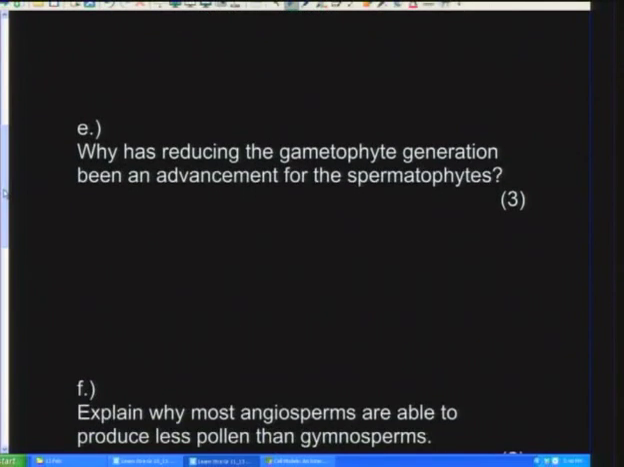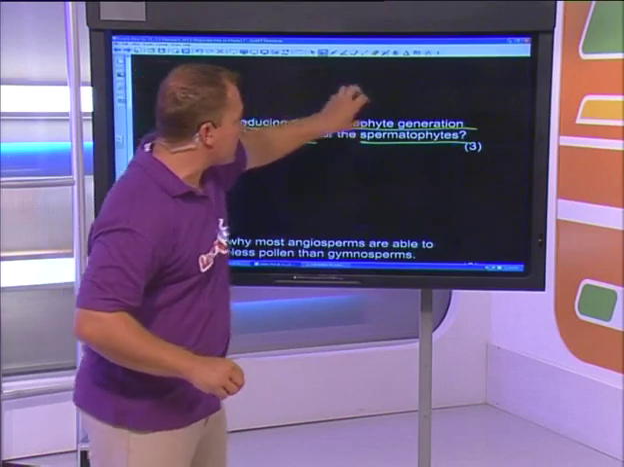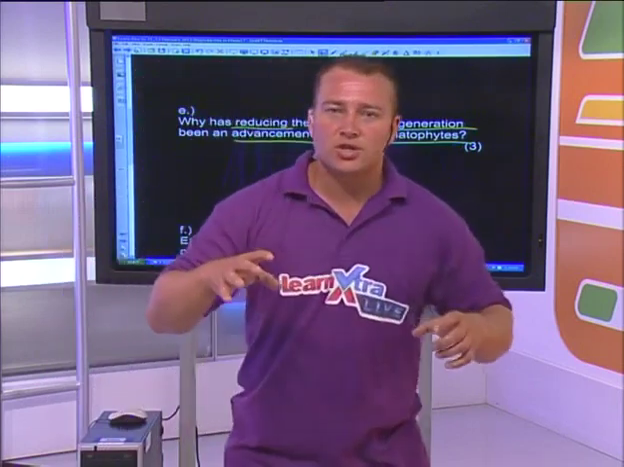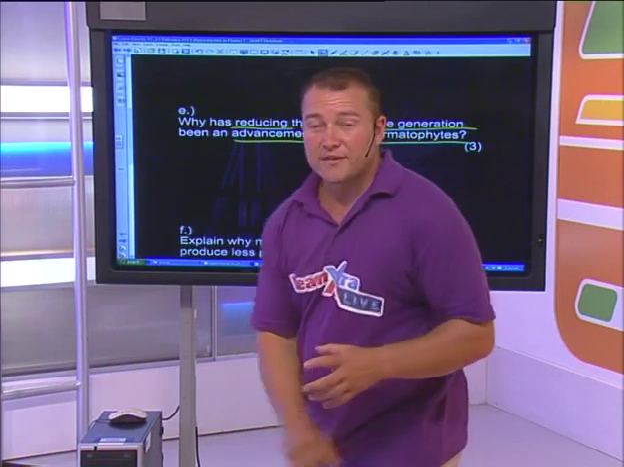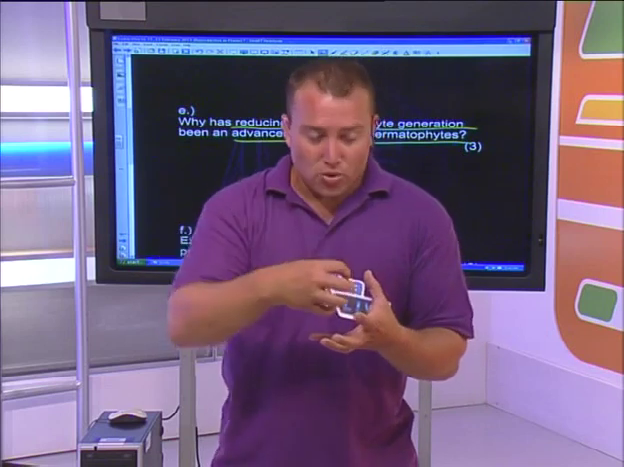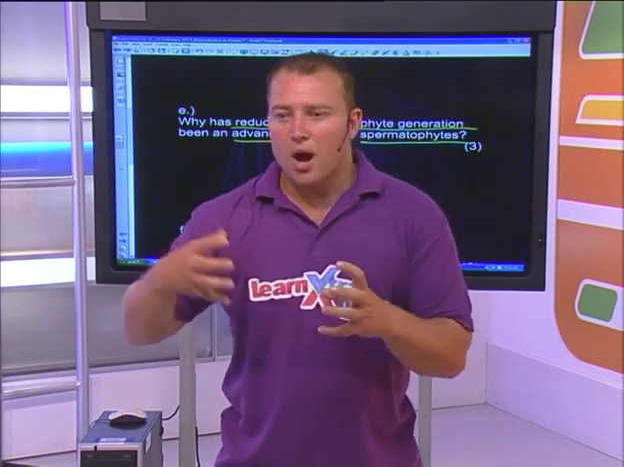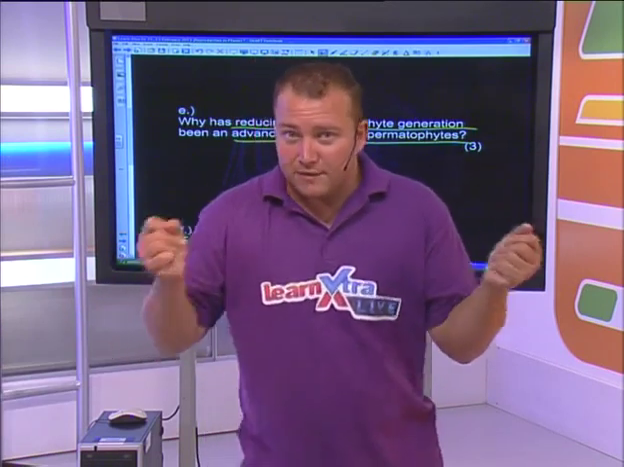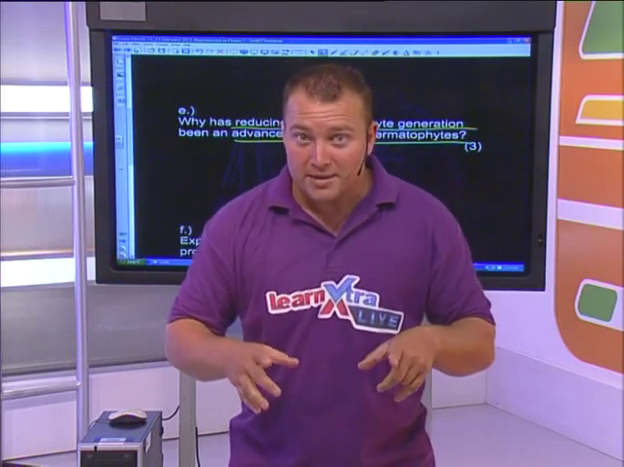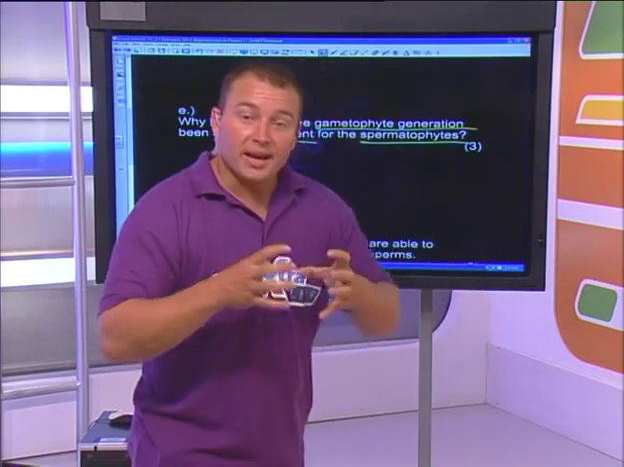Why has the Gametophyte generation been advancing to spermatophytes? So why is it that the Gametophyte generation is an advantage to spermatophytes? So in other words, why is it better to have your pollen instead of having a prothallus? You know what a prothallus is? Can you remember? It's that heart shape. Heart shape, prothallus, okay?